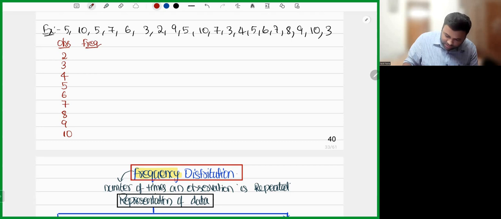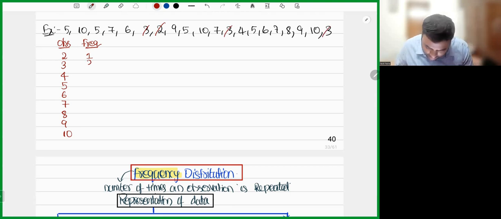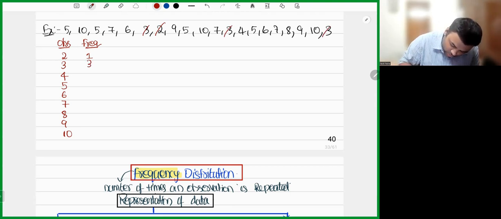How many times is observation 2 repeated? Only one time, so frequency is 1. Observation 3 is repeated 3 times. Observation 4 is repeated only one time. Observation 5 is repeated 4 times. Observation 6 is repeated only 2 times.